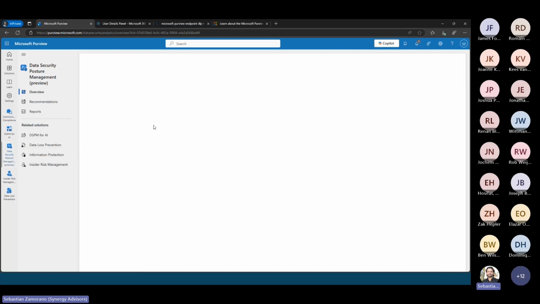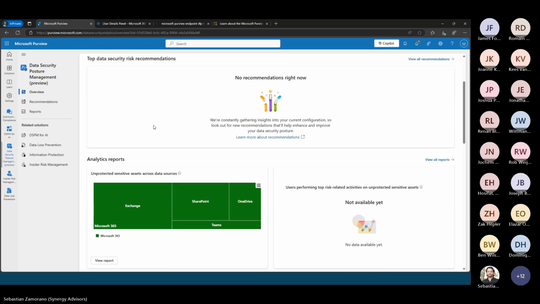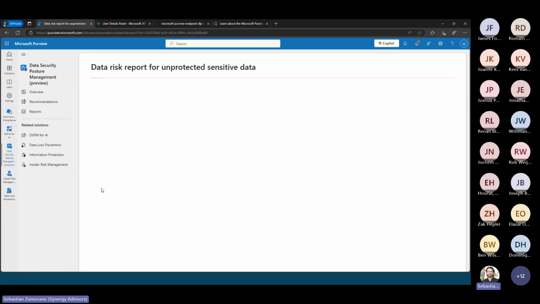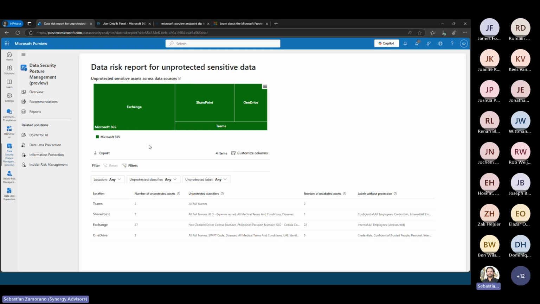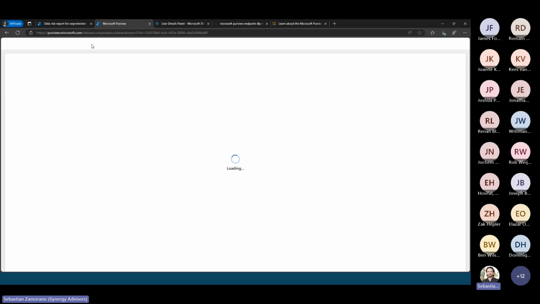And now in DSPM, I can start viewing some information. Analytics report about the unprotected assets, SharePoint, and several other information. This report, as I mentioned, is an activity explorer with some asteroids. The same happens on, no, it isn't on the DSPM, it's on the DSPM for AI. My bad. Let me duplicate this one. That is the one that has the activity explorer.